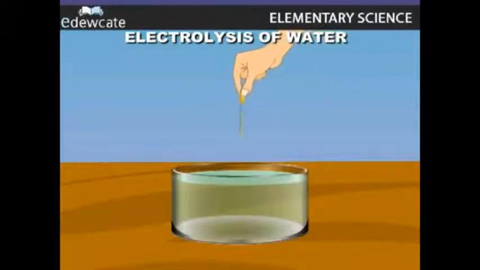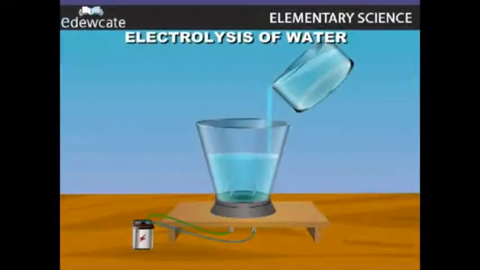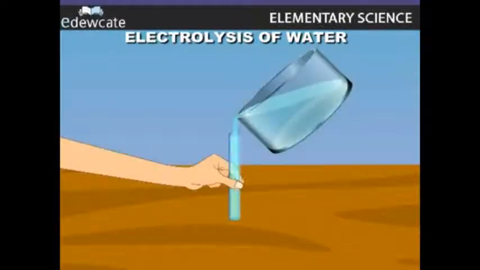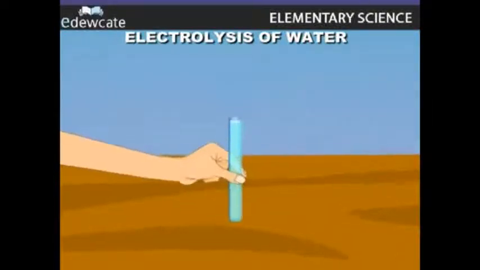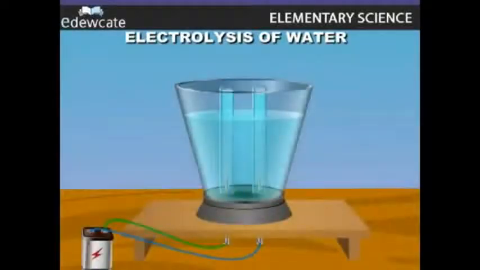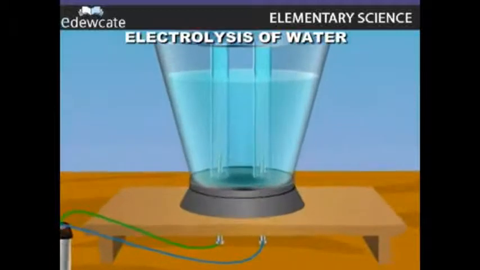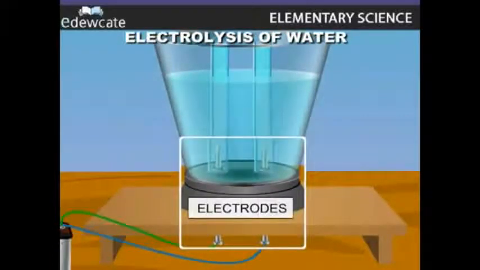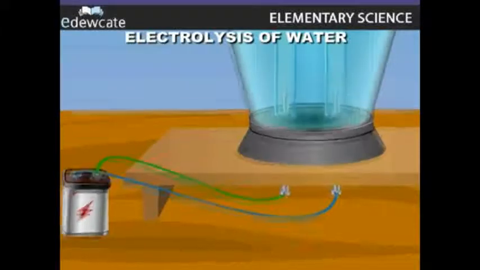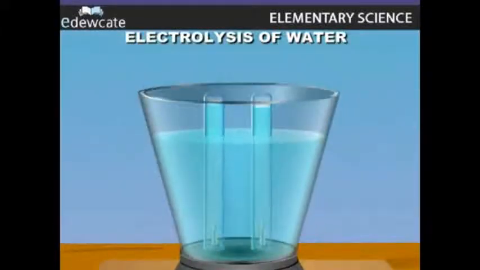Dissolve a little quantity of acid in water. Pour the solution in an apparatus as shown here. Fill 2 test tubes with solution and see that no air bubbles are present. Invert these test tubes over the iron nails. These are called electrodes. Connect these outer electrodes to the positive and negative terminals of a battery. You can see that gases are produced in the 2 test tubes.